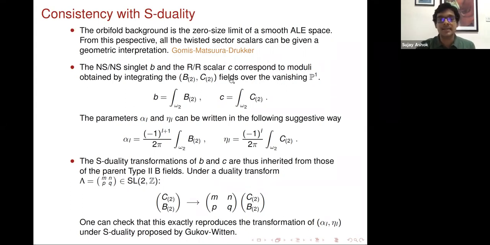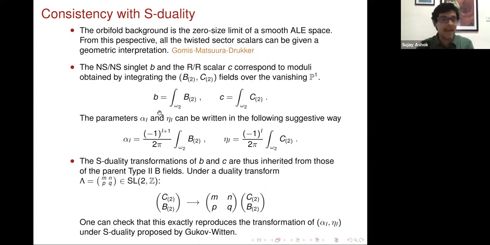And so what we find is that the NS-NS singlet B and the Ramond-Ramond scalar C are nothing but the same moduli obtained by integrating the B and C fields over the cycle of the Z2 orbifold. So when you blow up this space, there's a non-vanishing P1 there in the ALE space, and the integrals of these B and C, Ramond-Ramond and NS-NS two-forms over the space are identified with the moduli of the supergravity theory, and they are identified with the B and C scalars that we have in the orbifold.